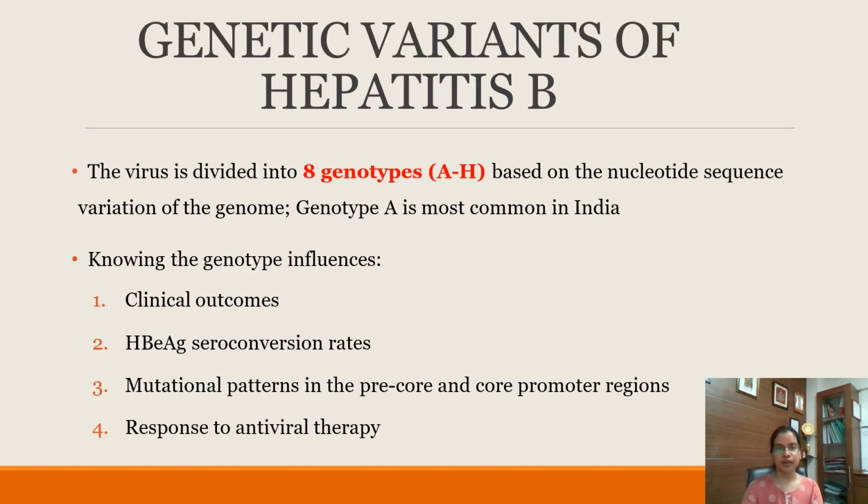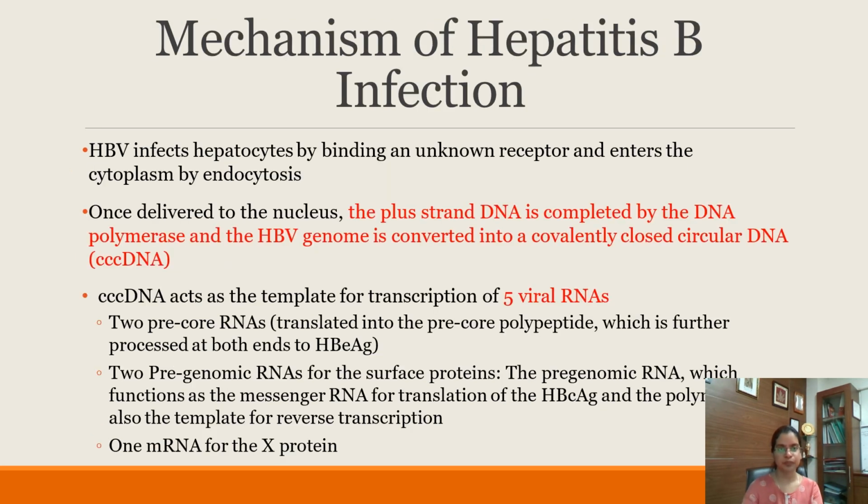Now, genetic variants of hepatitis B. The virus is divided into 8 genotypes, A to H, based on the nucleotide sequence variation of the genome. Genotype A is the most common. Knowing the genotype influences the clinical outcomes, the HBeAg seroconversion rates, the mutational patterns in the pre-core and core promoter regions, and the response to antiviral therapy.